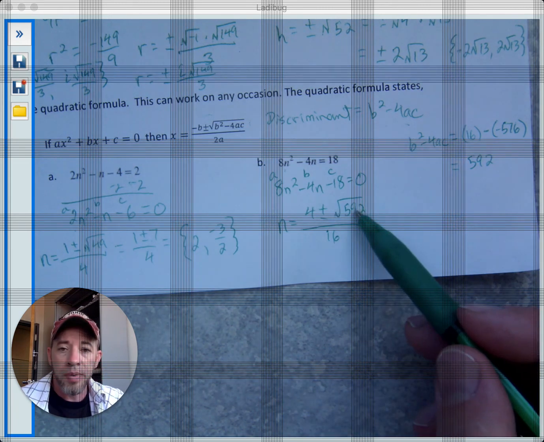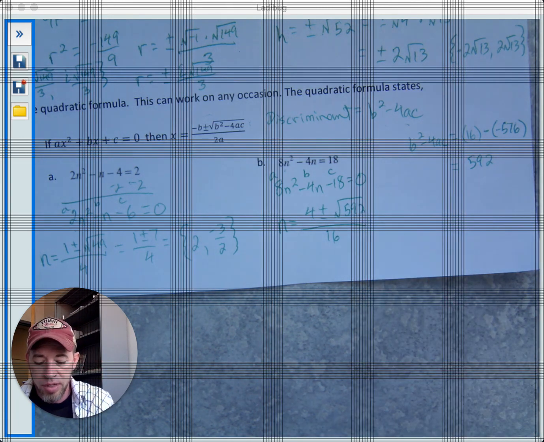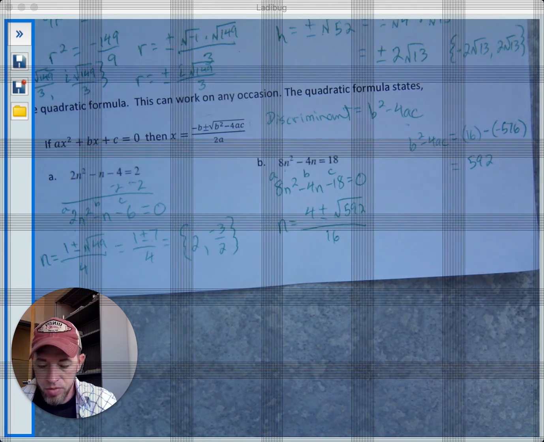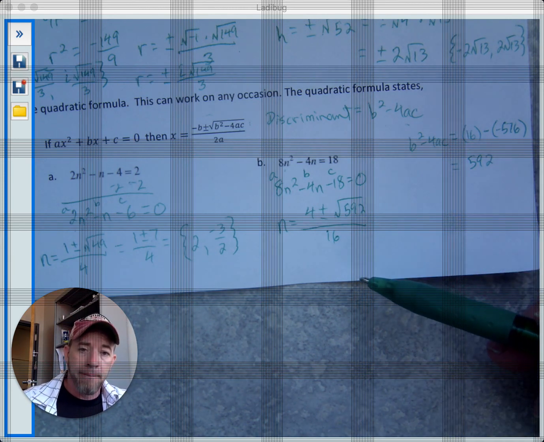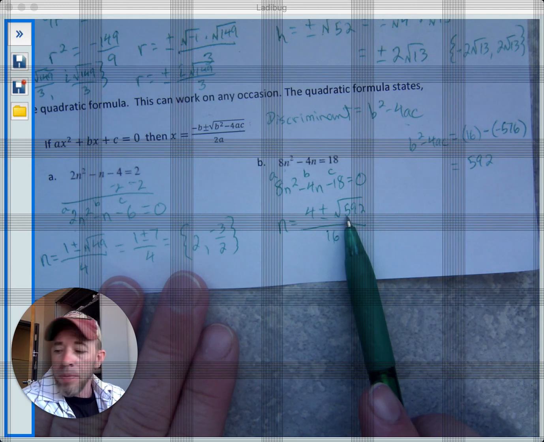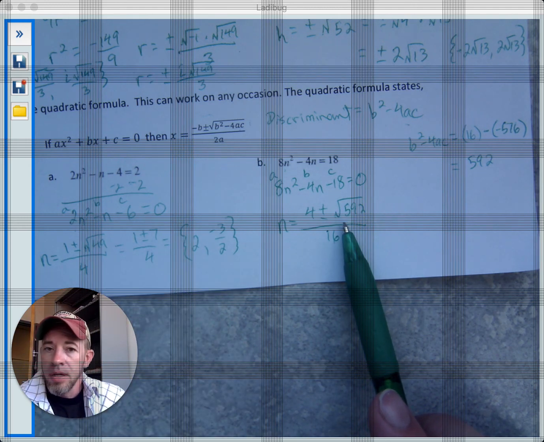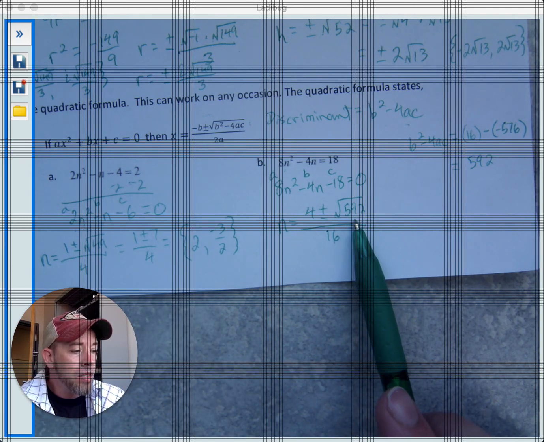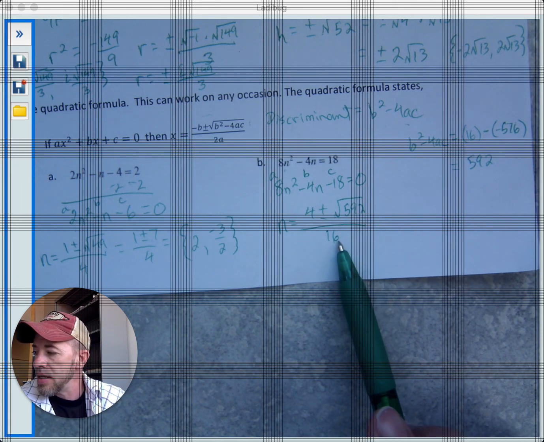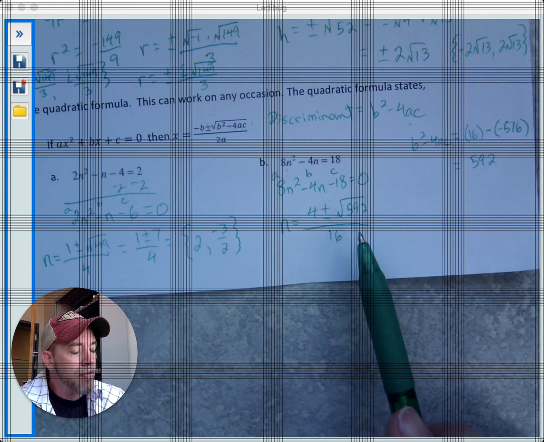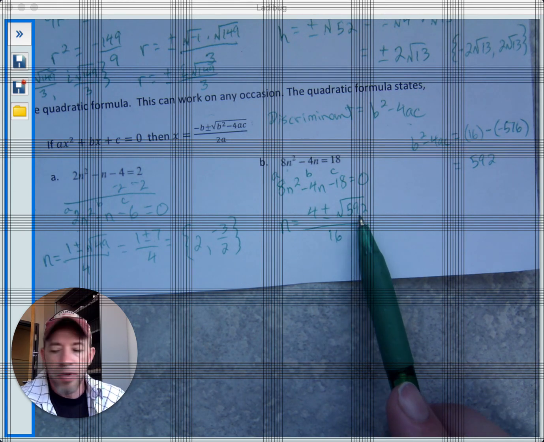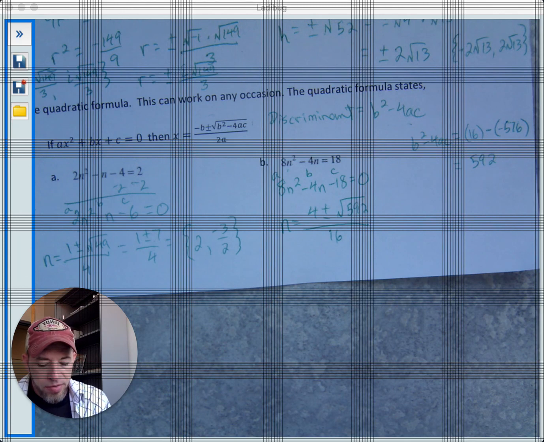592 is not a perfect square, right? If we take the square root of 592, it's not a pretty number. But we can simplify this, I think. 592 may have a perfect square factor. Let's see what goes into it. There's a 16 here, right? Let's see if 16 would go into 592. I'm just curious. So take 592 divided by 16.